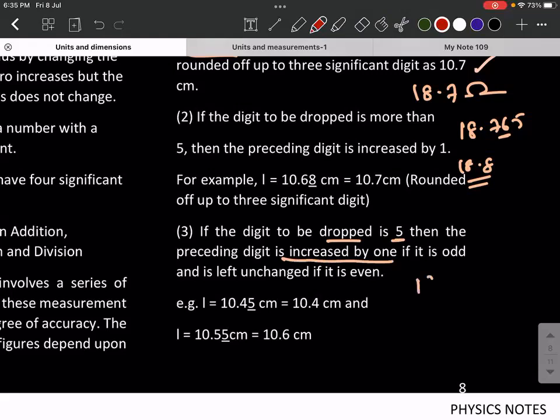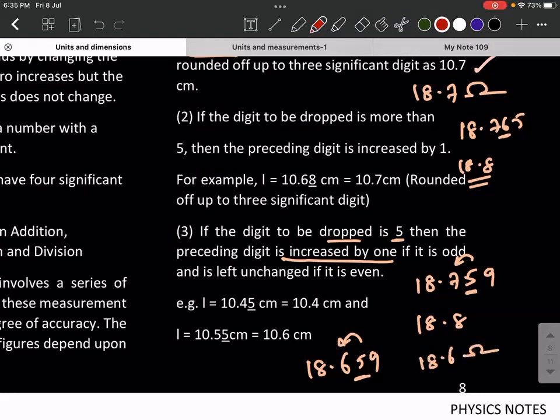For example, 18.755, I'm just taking. I want you to drop that 5. So what should you do? You should look at the number preceding it. If the preceding number is an odd number, then you increase the value by 1, so you write it as 18.8. Whereas if it is an even number, for example 18.65, I want you to drop this 5. If it is an even number, then the number is left unchanged. So what will you write the answer as? 18.66.